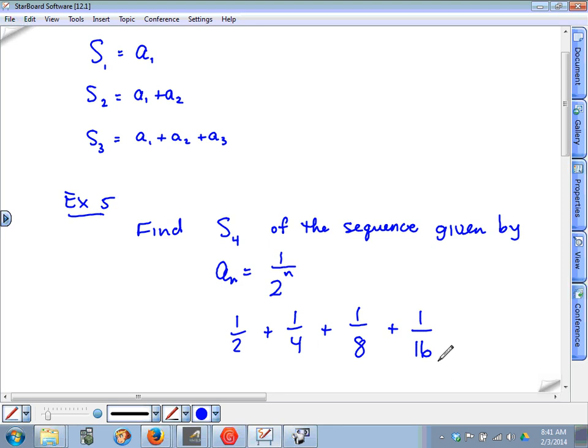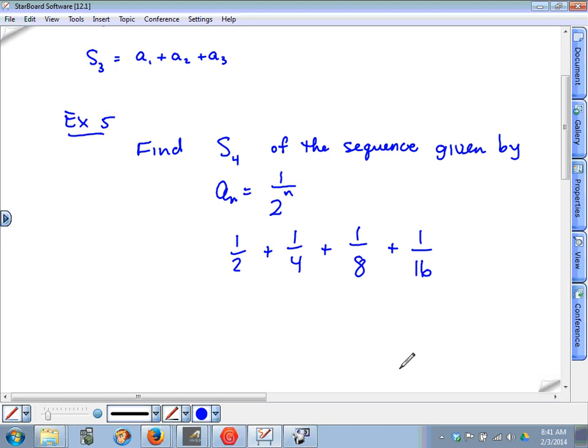1/2 plus 1/4 plus 1/8 plus 1/16. This has to be added by hand. So they have to be in terms of 16ths to get a common denominator. 8/16 plus 4/16 plus 2/16 plus 1/16. So 8 and 4 is 12, plus another 2 is 14, plus 1 is 15, so this is 15/16 if we add the first 4 terms.